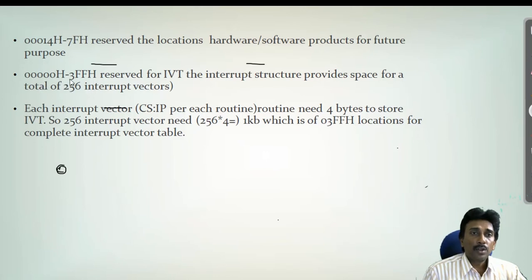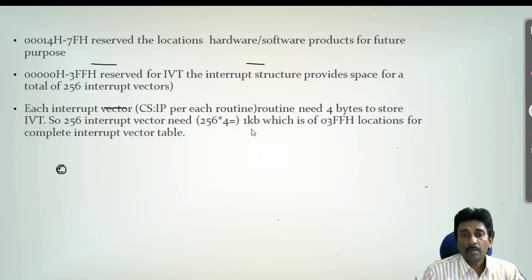and 000H to 3FFH is reserved for the interrupt vector table. The interrupt structure provides space for 256 interrupt vectors. So in total we have 256 interrupt vectors, and for that purpose we accommodated some memory up to 3FFH. Each interrupt means the code segment and instruction pointer for each interrupt vector routine, and it consumes 4 bytes. So for 256 vector interrupts, 256 into 4.